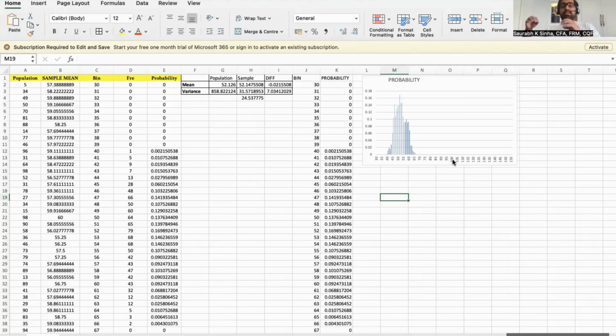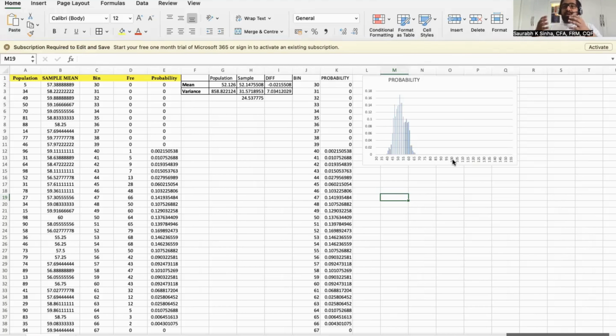Question 1. The second is the population variance. We'll calculate the population variance. It will come to, say, any number. And then we'll try to calculate the variance of that sampling distribution and see if the sampling distribution variance is equal to the population variance upon n. We'll try to test it.